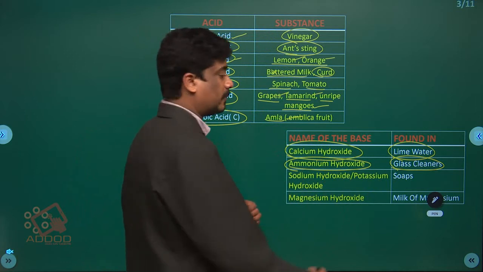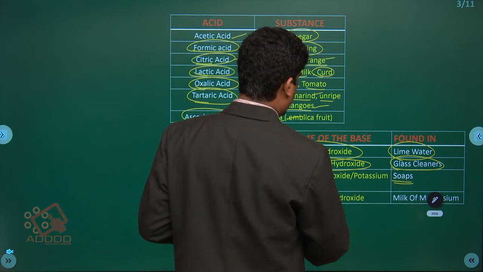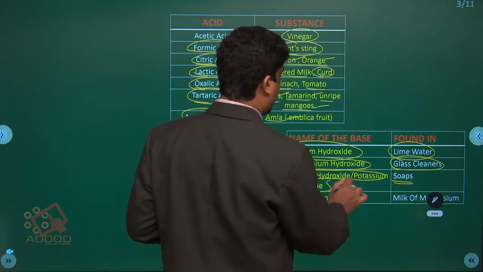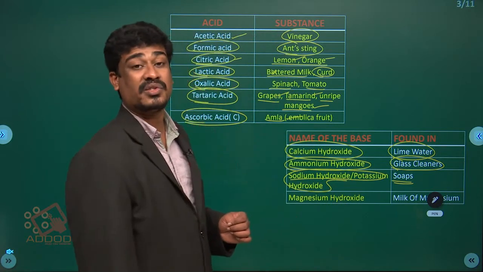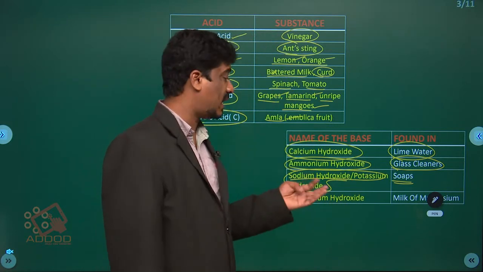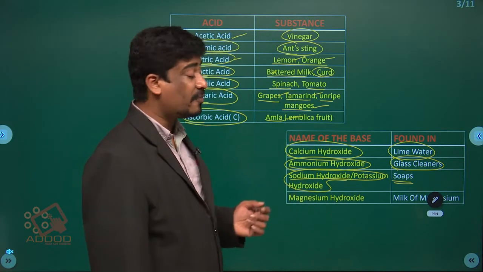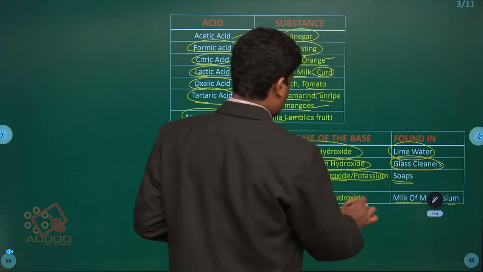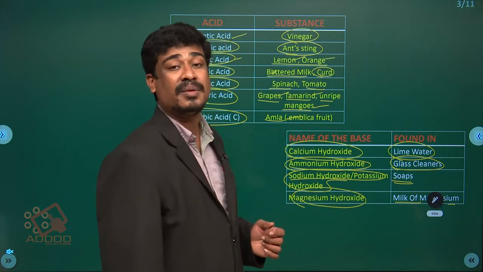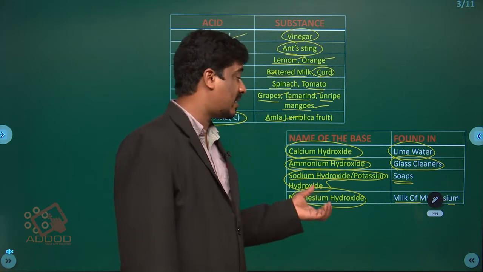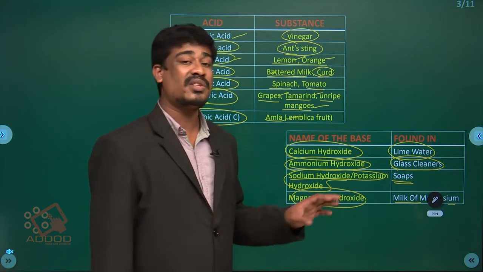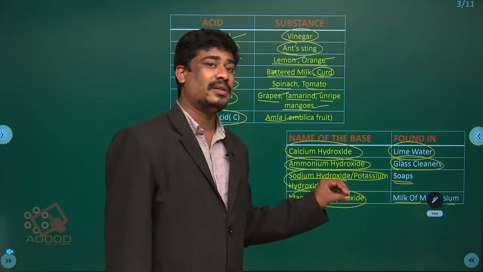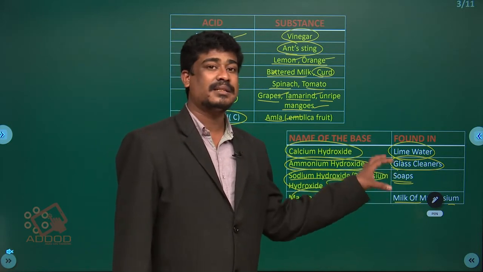While soaps contain sodium and potassium hydroxide. It is a combination of sodium and potassium hydroxide. The milk of magnesia contains magnesium hydroxide. Magnesium hydroxide is called milk of magnesia. So these are some bases found in some substances.